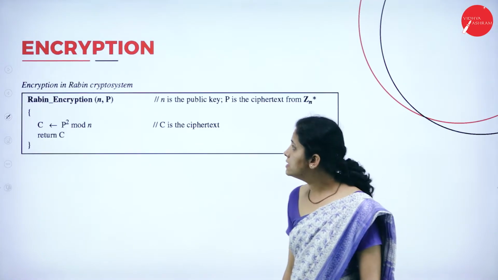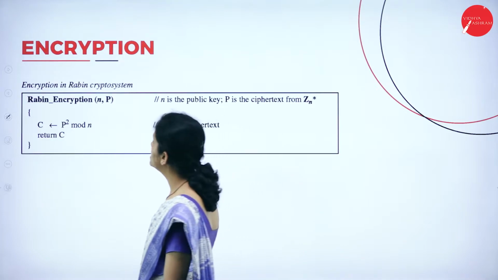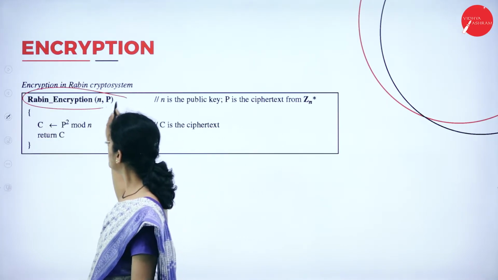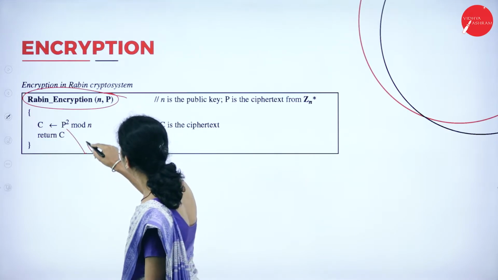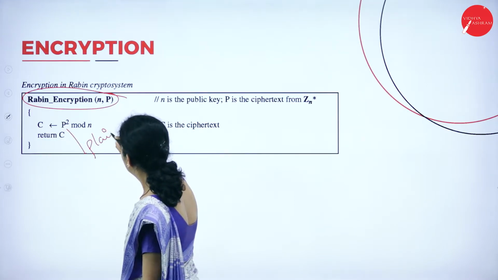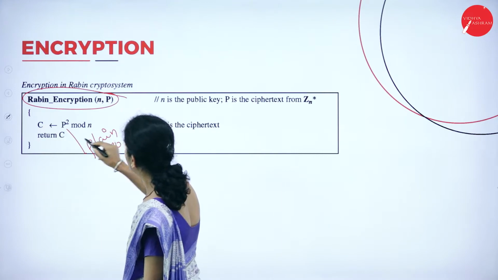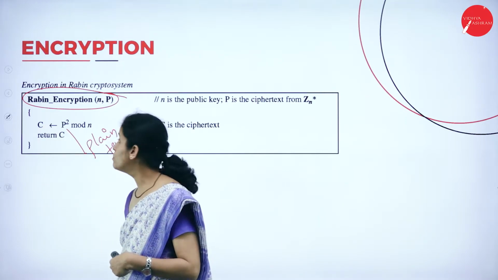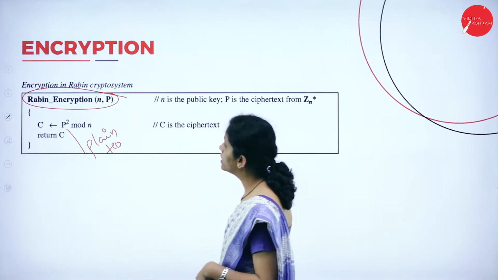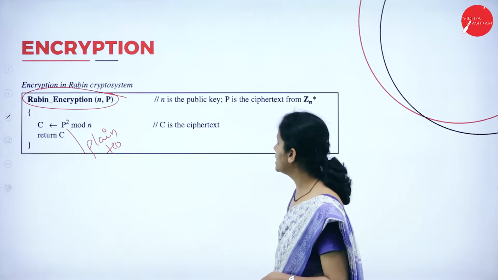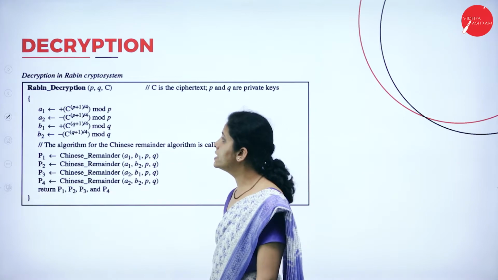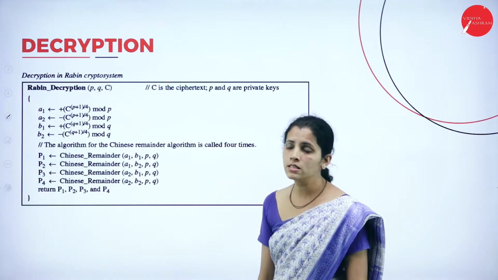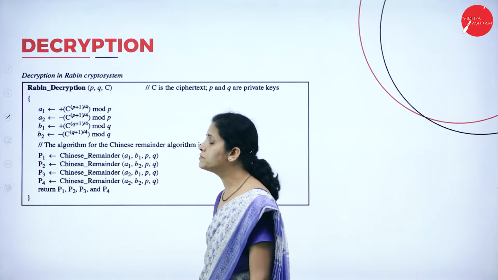And if I consider the encryption algorithm, see, what are the parameters I'm going to have in my encryption algorithm? That is the plain text, and I'm going to find the plain text to the power 2 mod n, and I'm going to return the ciphertext.